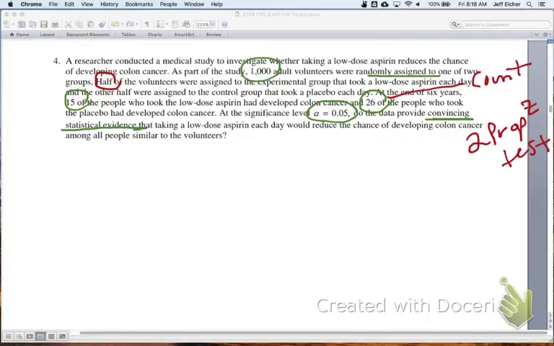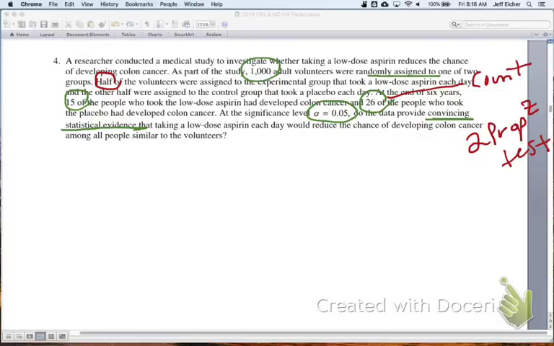So what are the 4 steps? The 4 steps I need to include: number 1, I need to state my hypotheses. Number 2, I need to check conditions, probably the most frequently missed part of it all. Number 3, I need to get a test statistic and a p-value with the 2-prop Z test. And then lastly, I need to conclude in context, and there are 3 elements that I must mention as I conclude in context.